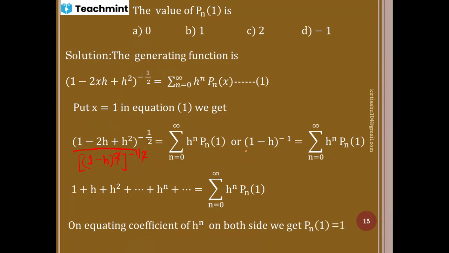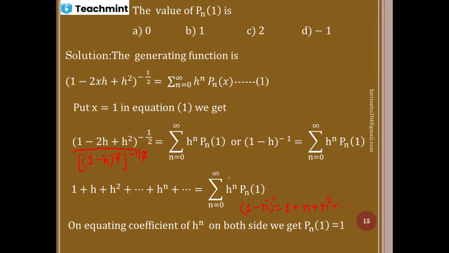Now here we will apply the formula by binomial expansion. Which formula? As we know that (1 minus r) raised to the power minus 1, according to binomial expansion, is 1 plus r plus r square and so on. So that we will apply over here. r is nothing but h. So we get this term, equating both sides.